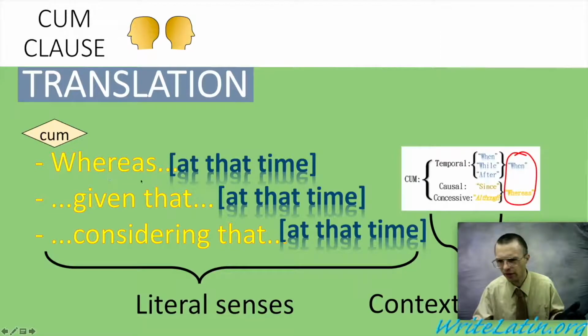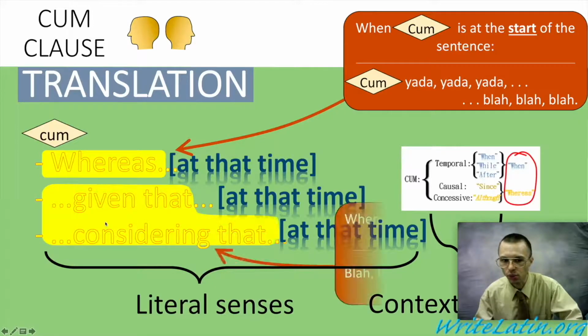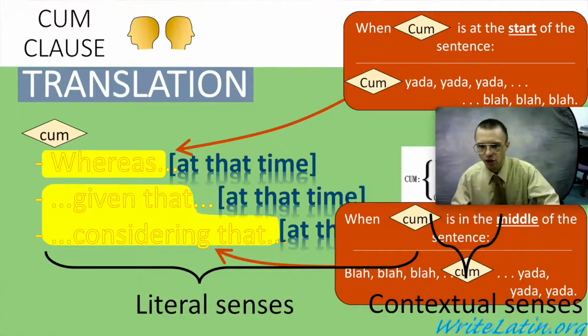Now, I also gave 2 other alternatives to whereas. What are they? Well, whereas is when cum is at the start of the sentence, when the cum clause comes first. Cum, yada, yada, yada, blah, blah, blah, like that. The other 2 are when cum comes in the middle of the sentence. Blah, blah, blah, cum, yada, yada, yada. So in this case, you'd say blah, blah, blah, given that at that time, yada, yada, yada. Or blah, blah, blah, considering that at that time, yada, yada, yada.